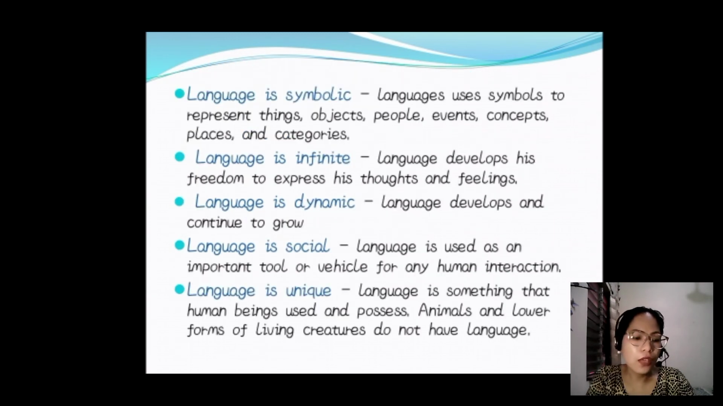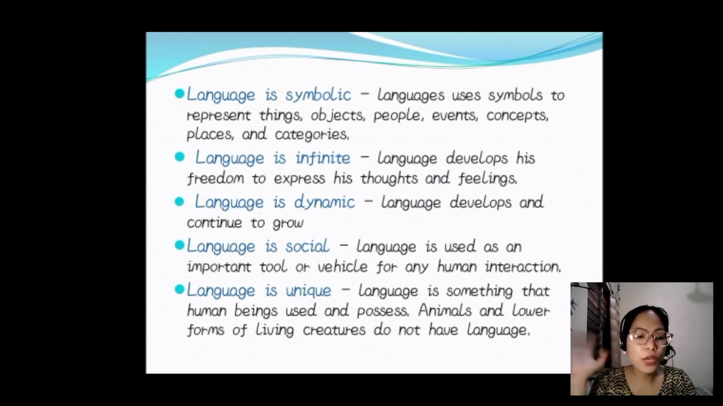Next is language is symbolic. Language uses symbols to represent things, objects, people, events, concepts, places, and categories. For example, in a preschool classroom, since they are new to the learning classroom, we use pictures or objects for them to identify the words, the new words, what is in the picture.